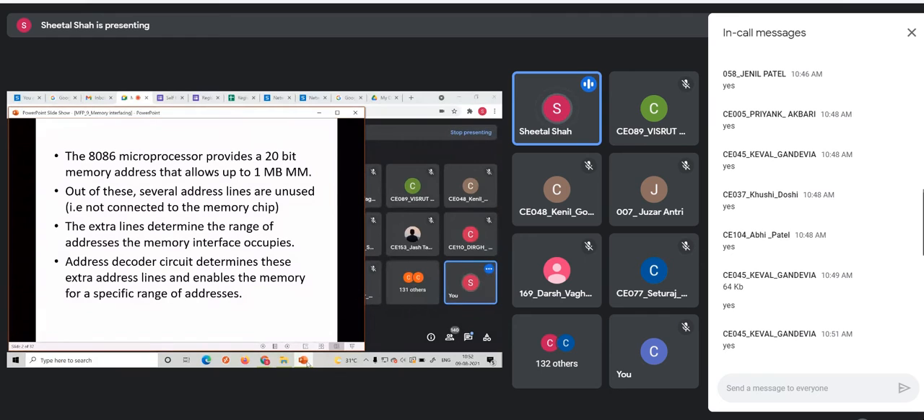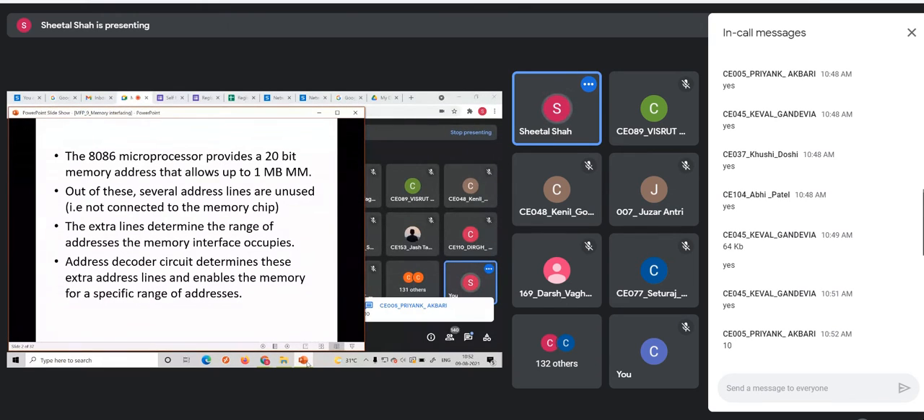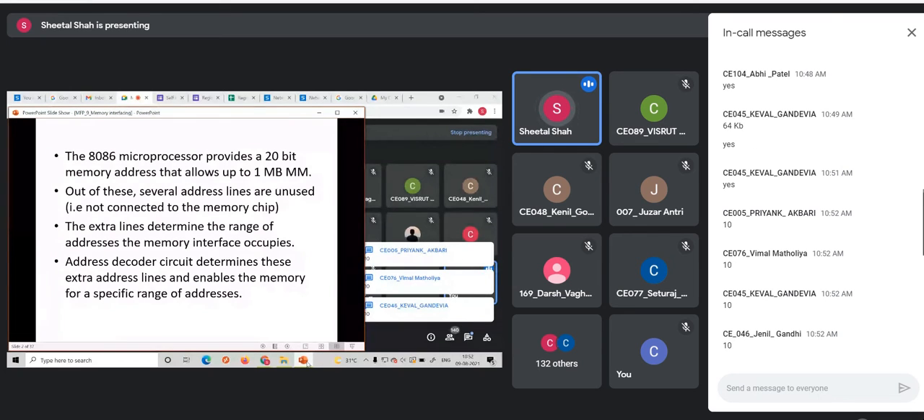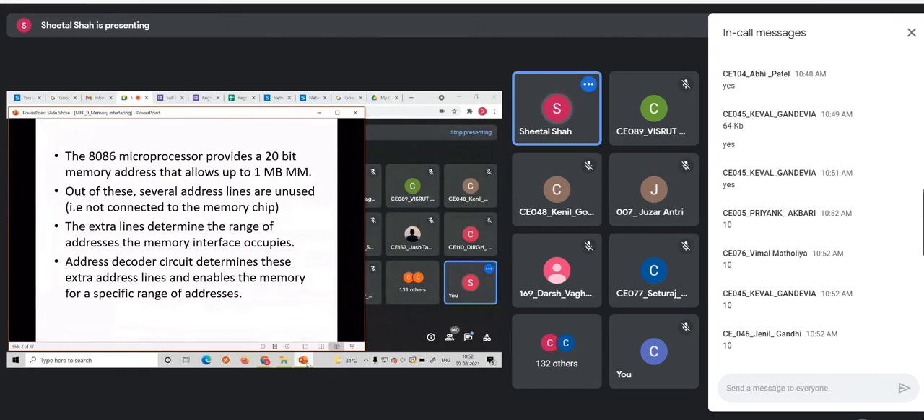Say, suppose a 1 kilobyte memory capacity is there. In that case, how many address lines would be required? Yes, 10 address lines. So 10 pins would be allocated to provide the address for the memory. And similarly, if the word size is 8 bits, then we may have eight data pins on that IC.